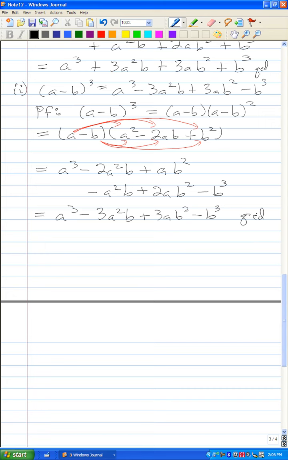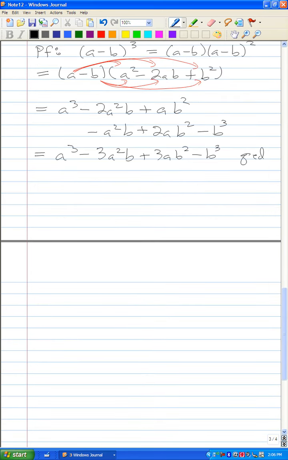So let me review this again. So let me just write these all down again. So as a summary of these product formulas, special products.